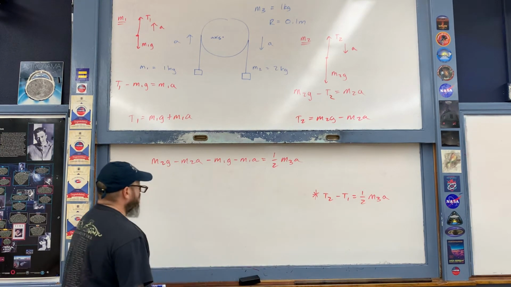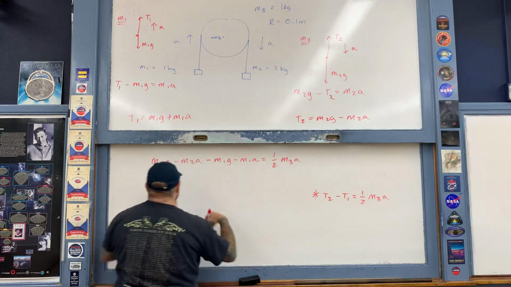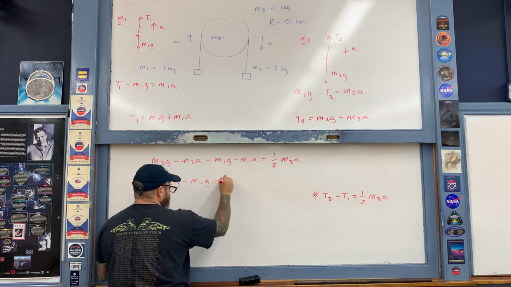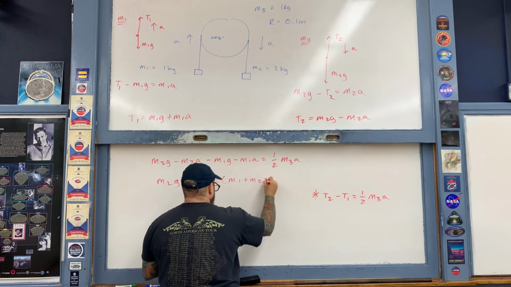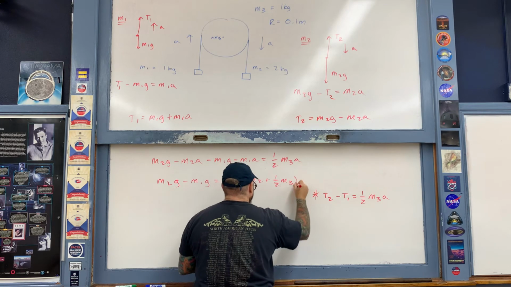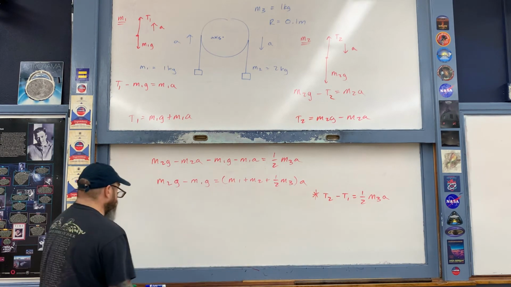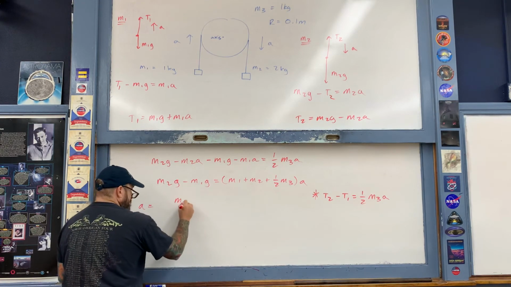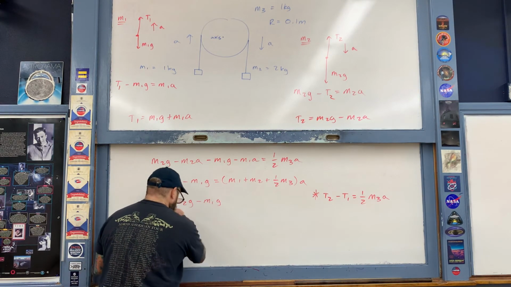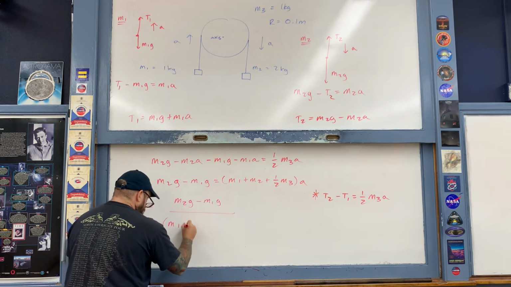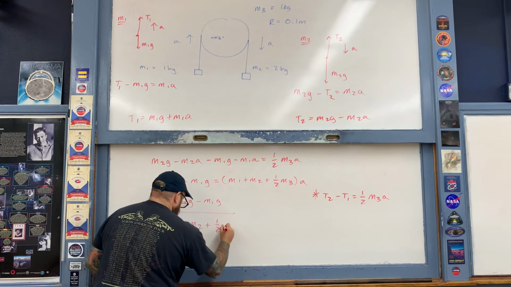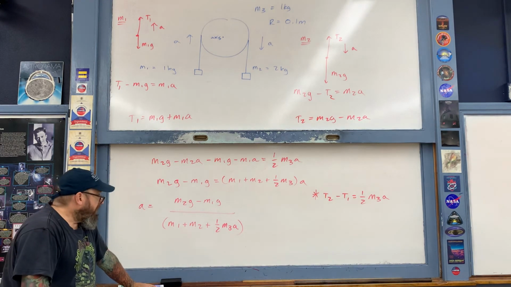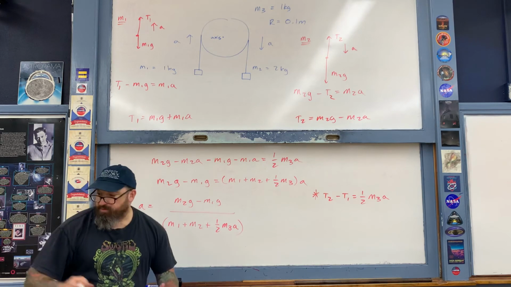And now we just solve for A. So take these 2 terms and move them to the other side. Do a little bit of factoring as we do. Like so, and then divide by the parentheses. We go like this. There we go. Like so.